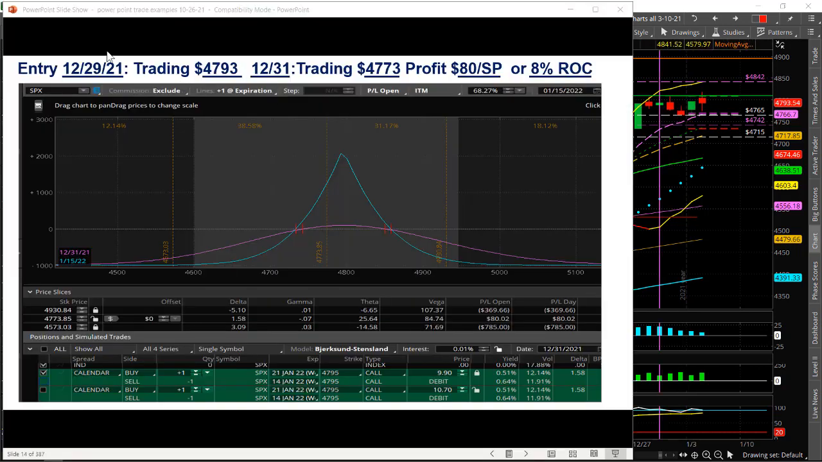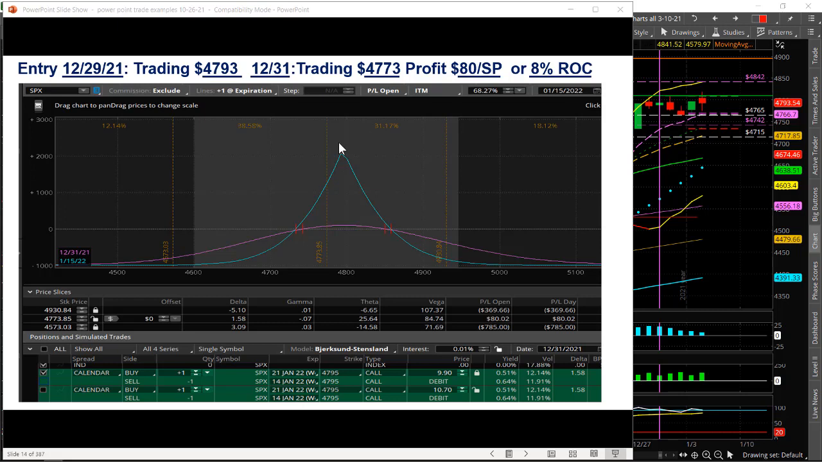On the 29th of December, SPX was trading at 47.93. So I went short the 14 Jan 47.95 call, and then bought against it the 21 Jan 47.95 call. Both have the same strike price, but the short strike is closer in. This was about 15 days out, and the long option was 6 days behind it. So short the 47.95, long the 47.95, and that's what we call a calendar.